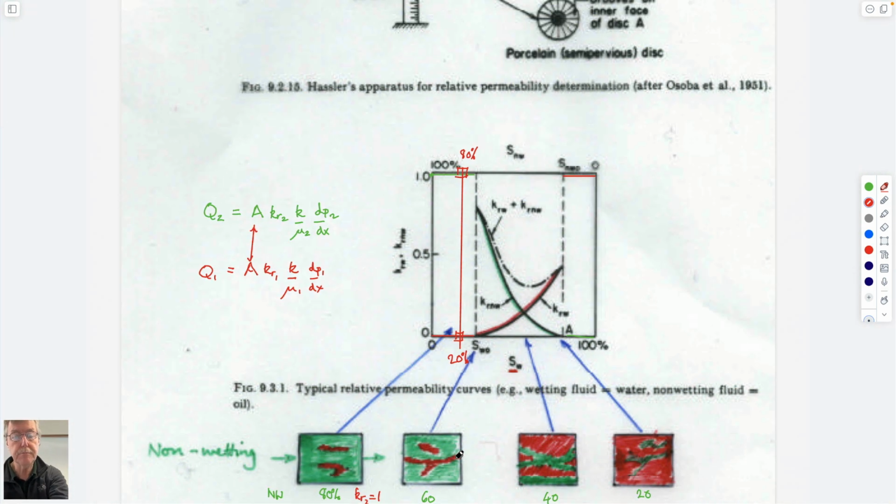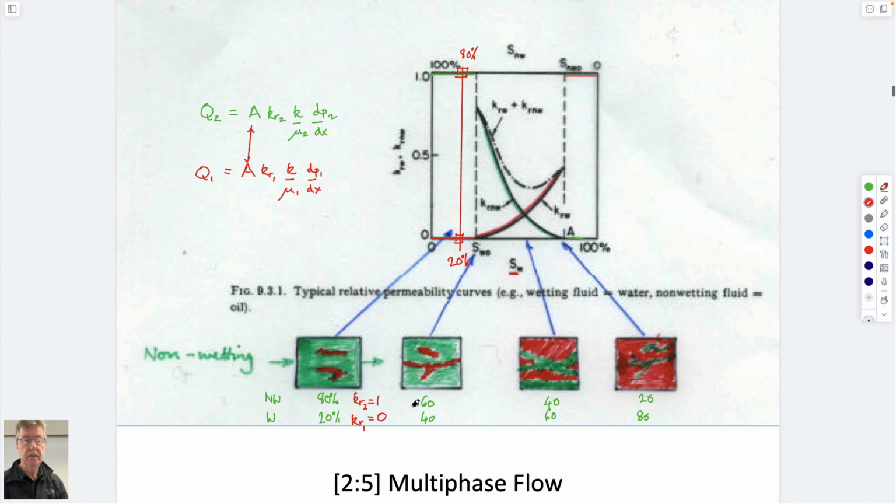If we go to the next point on the curve, this would be 60% non-wetting. So that would be this point here. So this would be 60-40. Now these would be the values that we would use, and they define the transmission characteristics. So I'm going to just put them in brackets here. The bracketed values would be what?